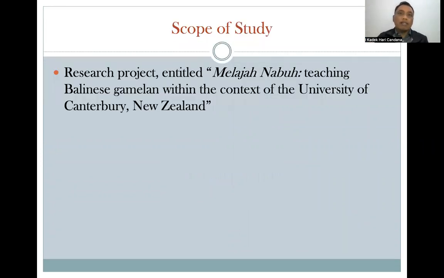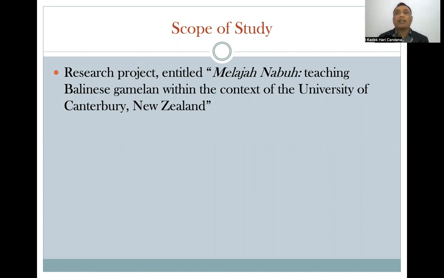This topic is part of my research project entitled Melajah Nabuh, Teaching Balinese Gamelan within the context of the University of Canterbury, New Zealand. A literal translation of Melajah is learning, and Nabuh is a term which encompasses most aspects of the aesthetics of Balinese Gamelan music. Nabuh derives from tabuh, a composition or a song, and refers to how the music ideally should be performed. Nabuh includes concepts of tonal quality, rhythm, melody, form, style, character, and ensemble cohesiveness. To achieve Nabuh is the goal of every gamelan ensemble, whether in Bali or overseas.